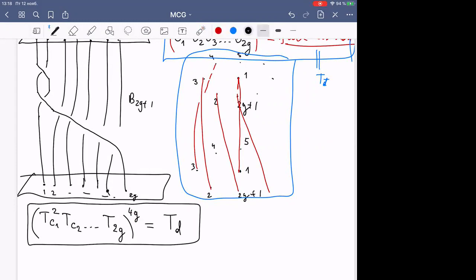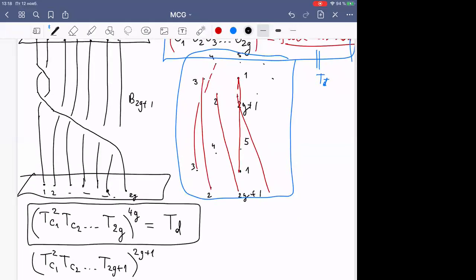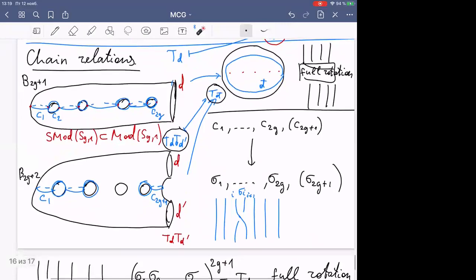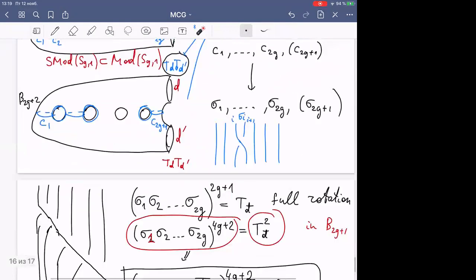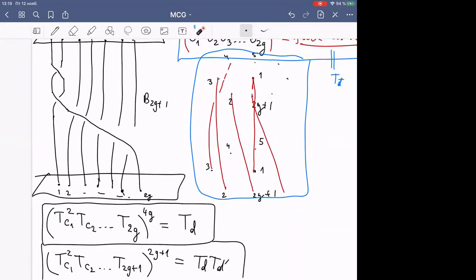And again, if we take an odd chain, then here instead of power 2g will be power 2g plus 1. We have no need to square it, and it is td bar, or td prime in this situation. Okay, so we have two types of such chain relations, these two and those two. All of them are rather useful in understanding some properties of mapping class groups.